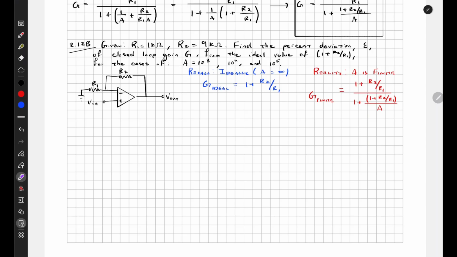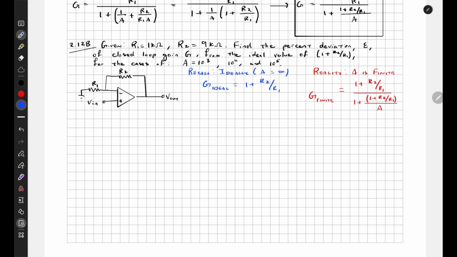in the past, we assumed the op-amp was an ideal op-amp where the open loop gain is infinity, and when you made that assumption, the closed loop gain was this equation here. But now we are told that we have a finite value of 10 to the third, 10 to the fourth, 10 to the fifth for the open loop gain. So now we have to use these equations to solve for the closed loop gain. And the question asks, compare the reality case against the ideal case, and what percent deviation are we talking about? We call that E.